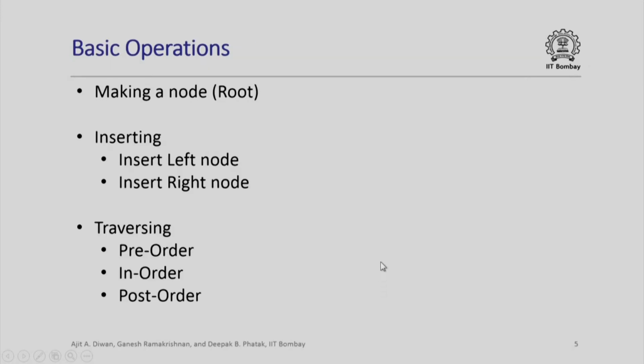The basic operations which we require of course are, first and foremost, to make a node. Typically, for example, the root which has no children will just be making a node. Then we might require operations to insert the left node and the right node. That is how the tree would grow. Once an entire tree is constructed, we need to traverse that tree. Please note the property of a binary tree, it is always sorted implicitly. We might want to traverse it in different fashions. The three traversals which are well known are called pre-order, in-order and post-order.